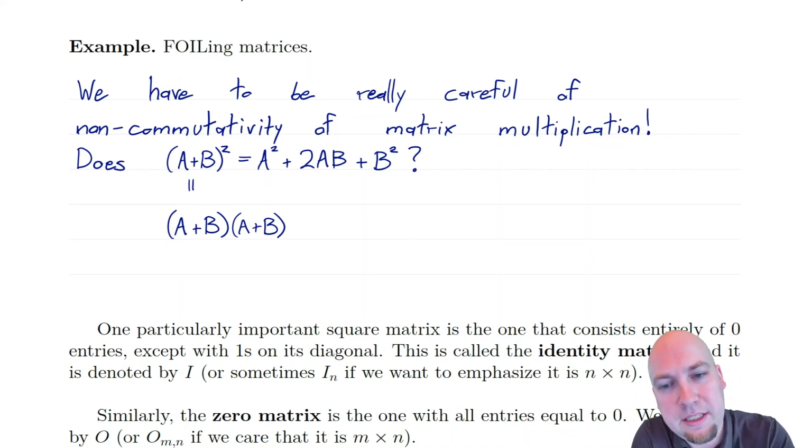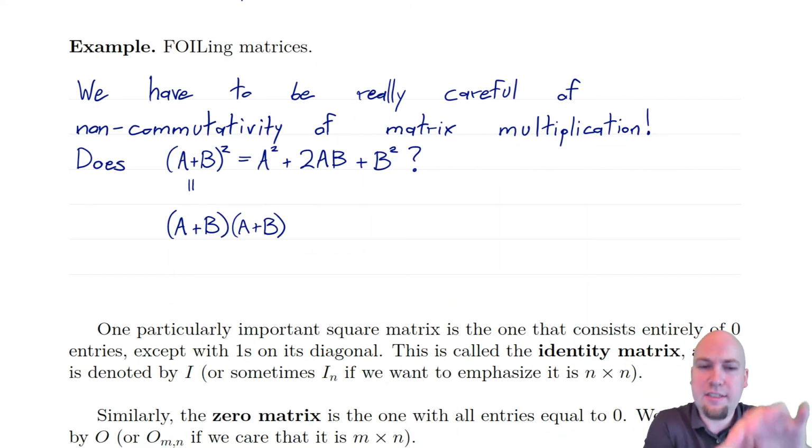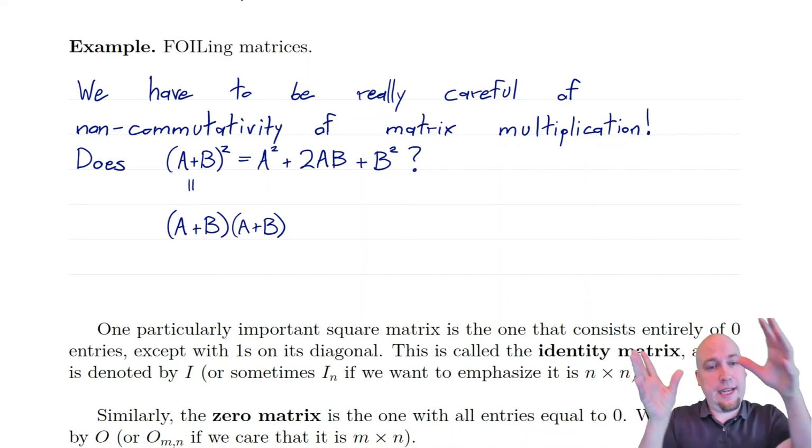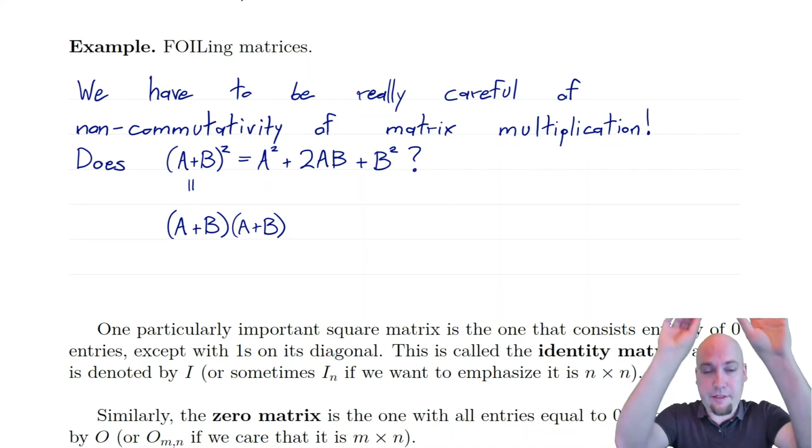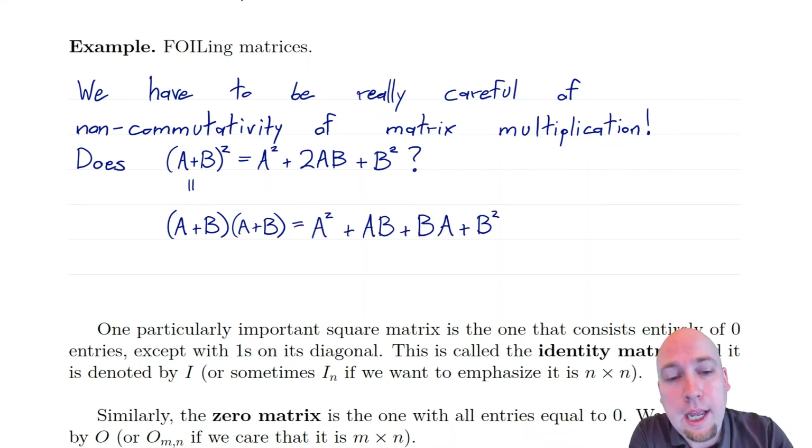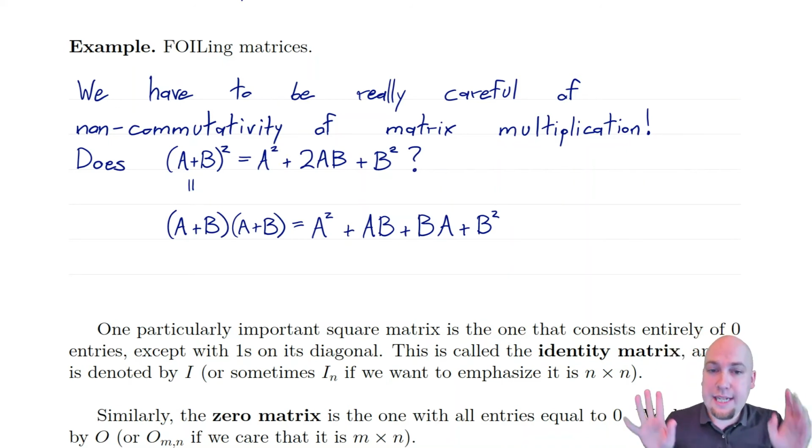Okay, what this means on the left is (A plus B) times (A plus B). Okay, now let's just expand that. We can still expand things out because we have these two left distributivity and right distributivity properties from that theorem that we had up above. And what we get when we expand this out is first times first, so we get A squared, plus first times last, which is AB, and then last times first, which is BA, and then last times last, which is B squared. Okay, so that's true.